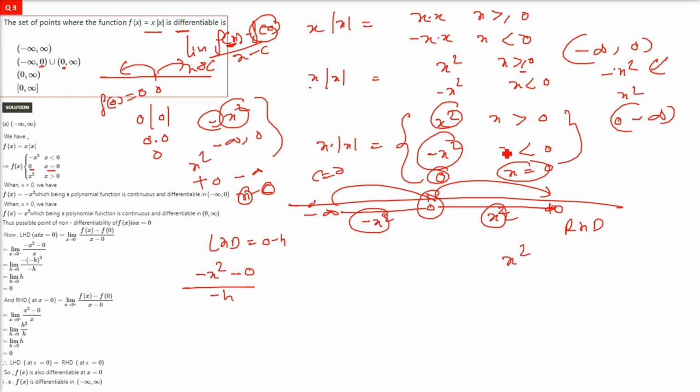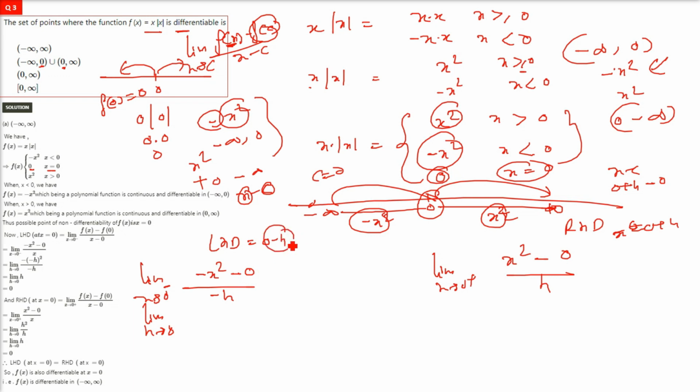Here also the same thing: x square, because x is greater than 0, minus 0 divided by x minus c, so 0 plus h minus 0. So you have this as h only. First you have to write limit x tends to 0 minus and then 0 plus for LHD and RHD. Then when you replace x by 0 minus h or 0 plus h, you have to change the limit to limit h tends to 0. That you already know. I am not writing it again and again. You can just see the reference of the solution which I always provide.